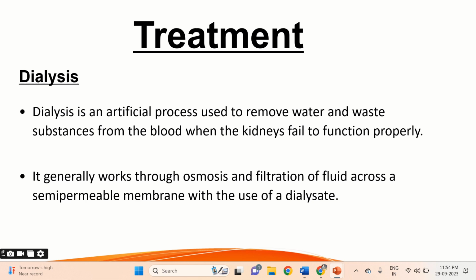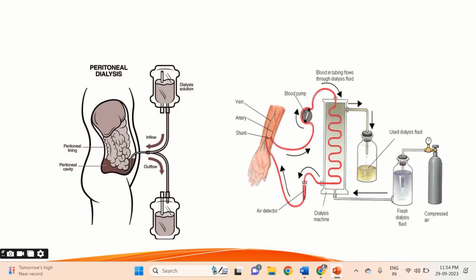Treatment includes dialysis. Dialysis is an artificial process used to remove water and waste substances from the blood when the kidneys fail to function properly. It generally works through osmosis and filtration of fluid across a semi-permeable membrane with the use of dialysate. This is the peritoneal dialysis methodology.